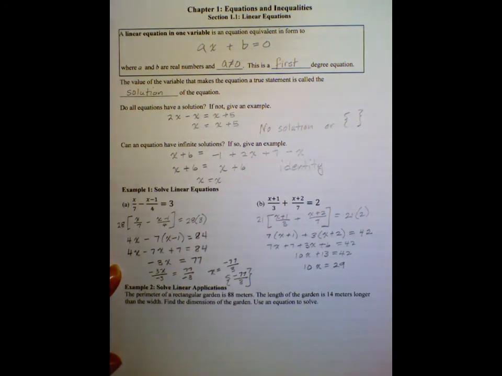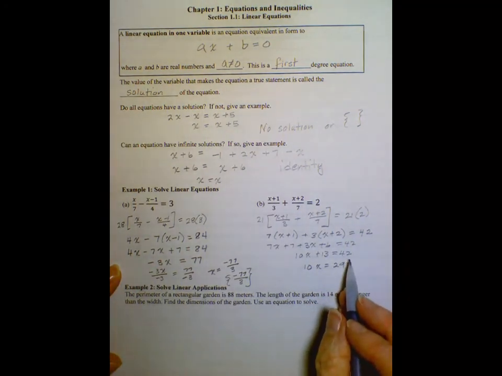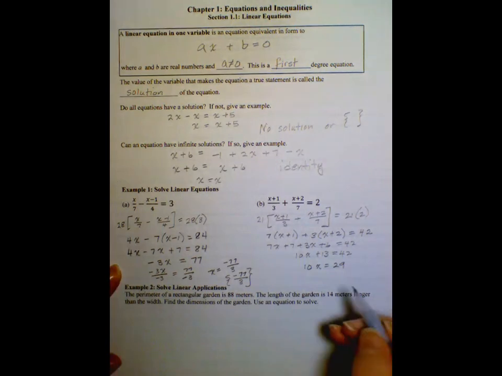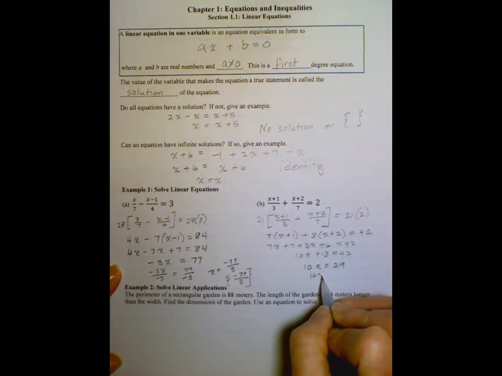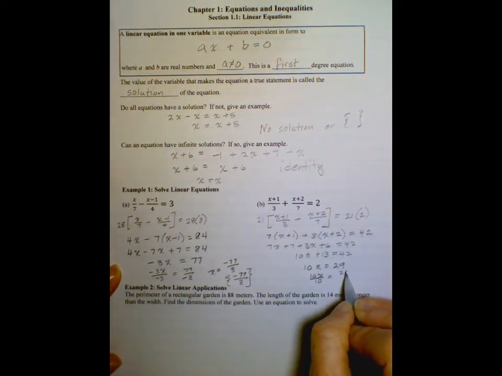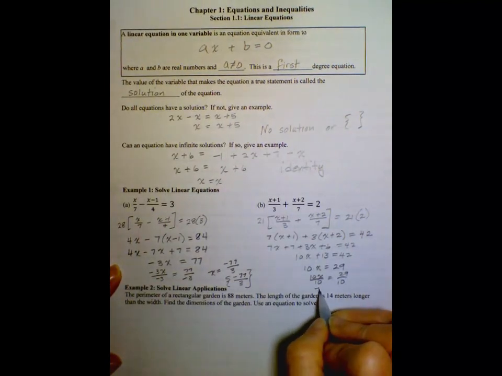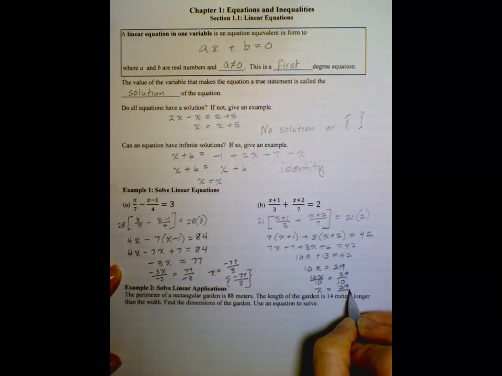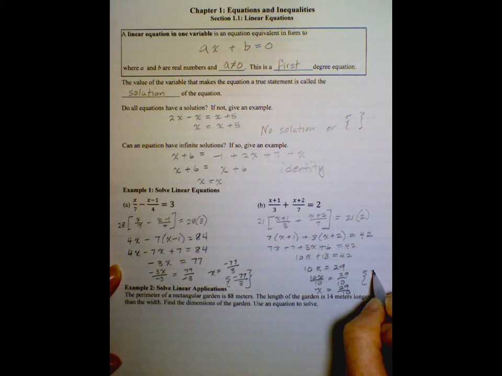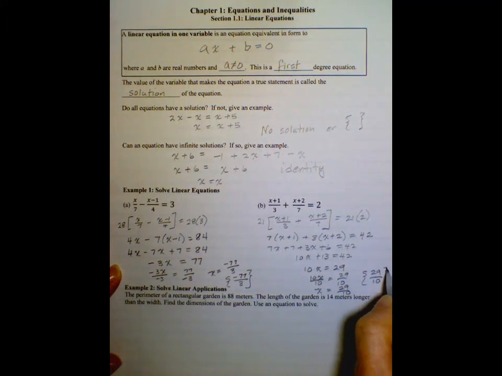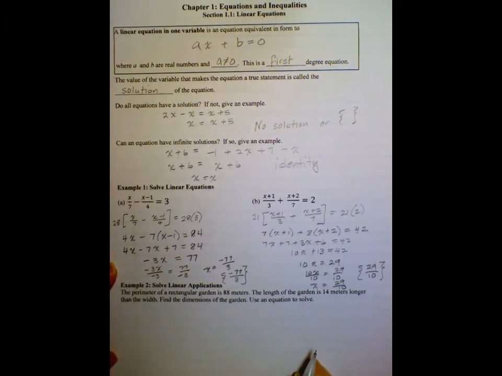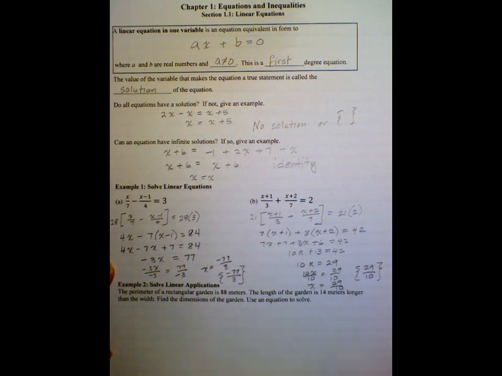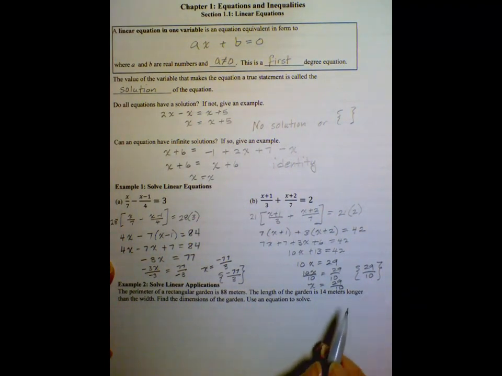I believe that's right. Let's see. Yes. And divide by 10. 10x divided by 10, 29 divided by 10, and I get x equals 29 over 10. We want a simplified fraction, no mixed numbers, unless we're working an application problem that asks for mixed numbers. Otherwise, we'll have improper fractions or just regular fractions in simplest form.